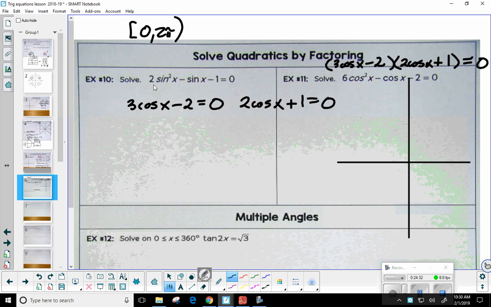Okay. So Kyle, help me out with the first one. What would cosine of x equal? If I add the 2 and divide by 3.